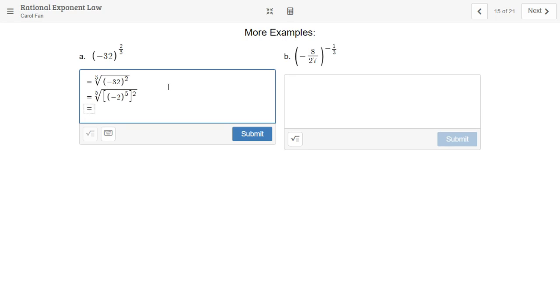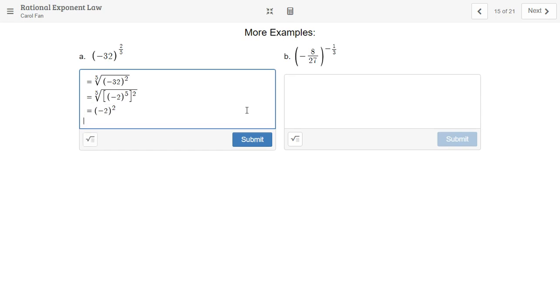So we can simplify this because we know that if I have an index and an exponent in the radicand the same, they cancel each other out, and I'm left with the radicand. So -2 to the power of 2. We could simplify that to equal 4.